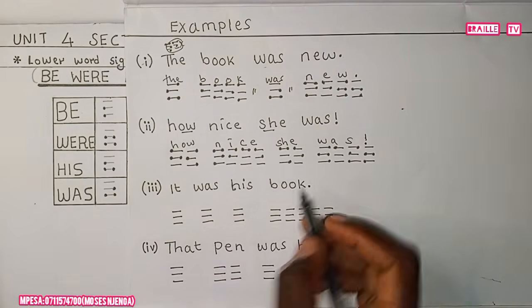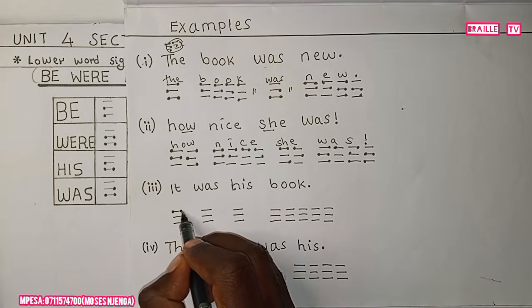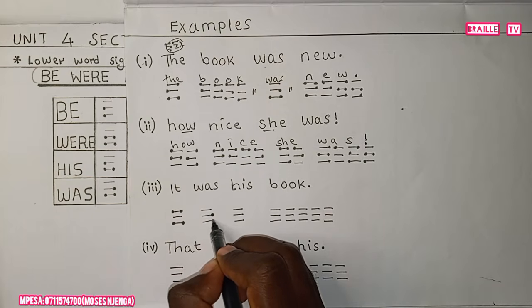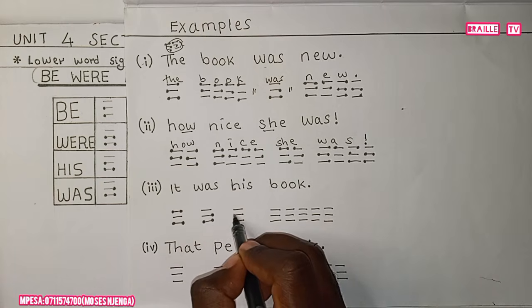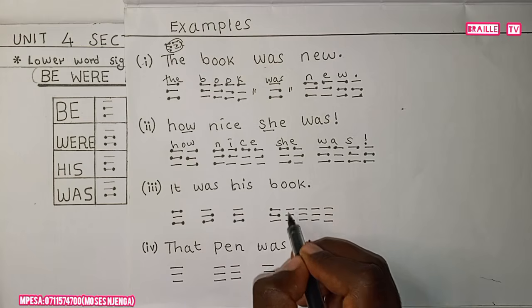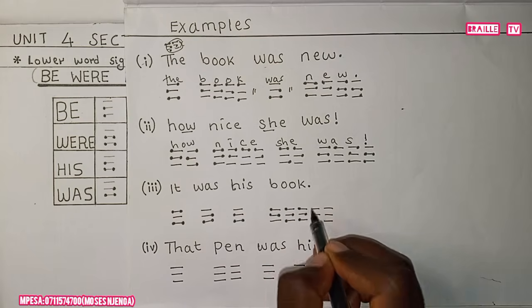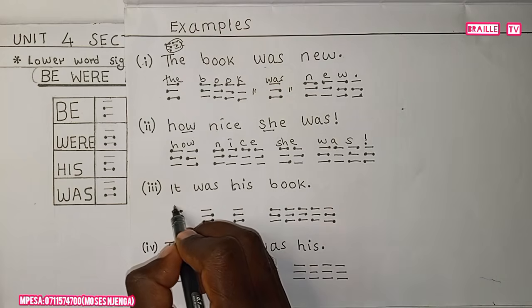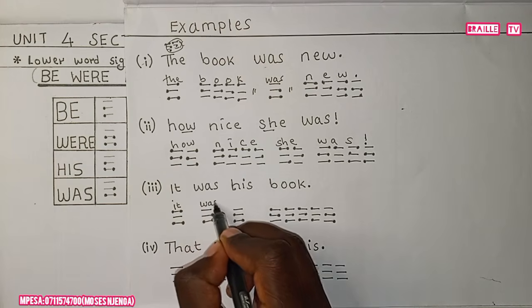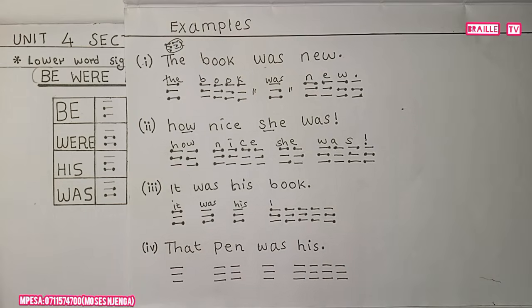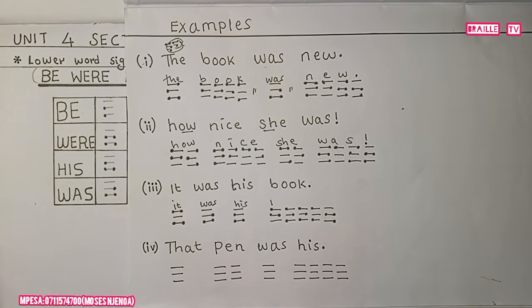It was his book. So here, remember, under simple upward signs, we said it is X standalone. Was, I told you, is lower J. Then his, it is lower H, and then book, you spell out book, and then full stop. It was his book. Here we made a mistake. This one is H, this one is not B.